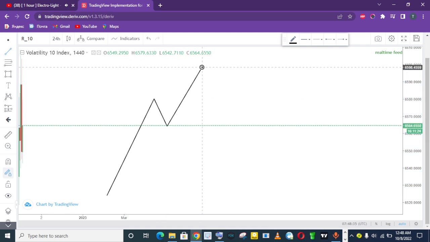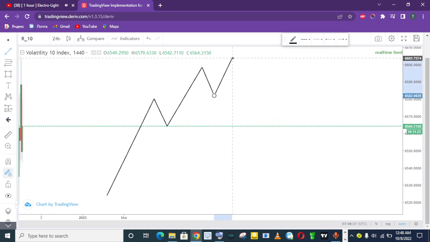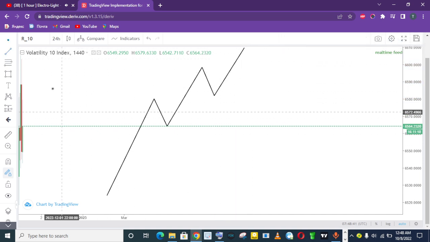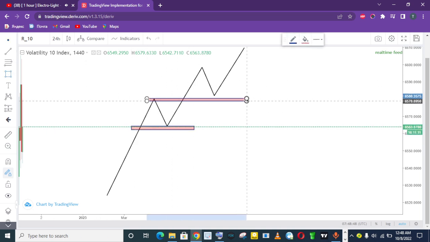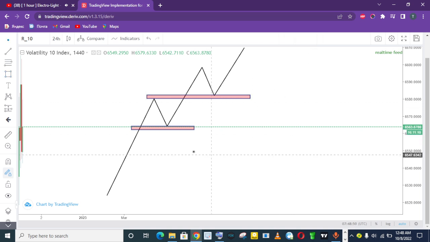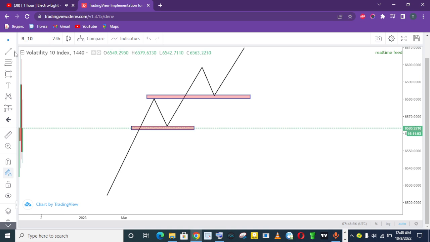As you can see, there are what we call impulsive moves, then we've got the retracements here. Let me highlight them. Something is happening at these certain zones. These are our pullbacks. They represent areas of retracements, pullbacks, or correctional moves.